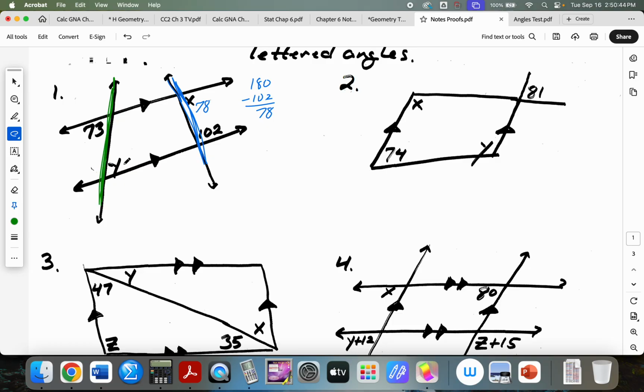What kind of angles are y and 73? Alternate interior. Am I crossing parallel lines? Yes. So how are the alternate interiors related? They're congruent. So y is just 73.